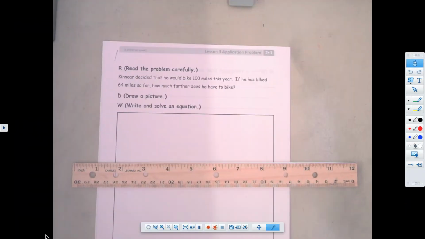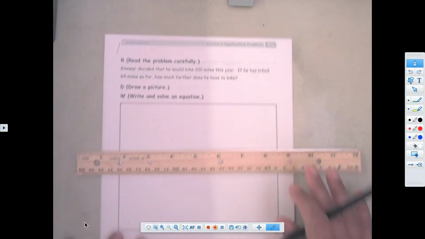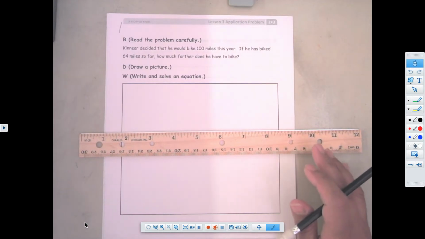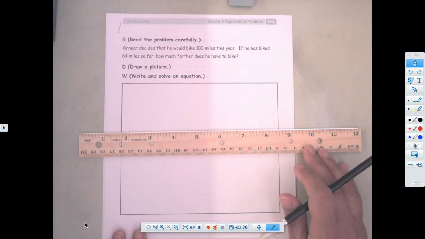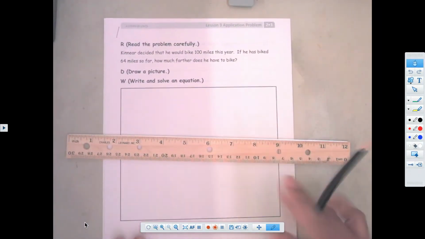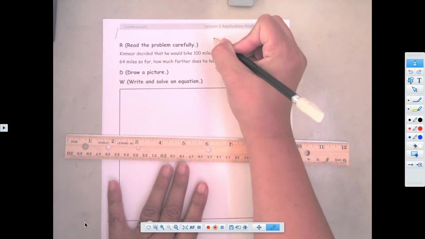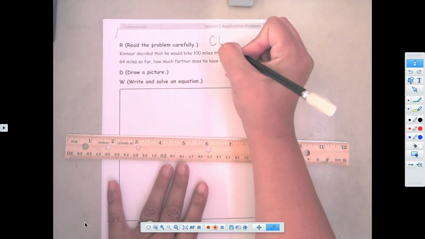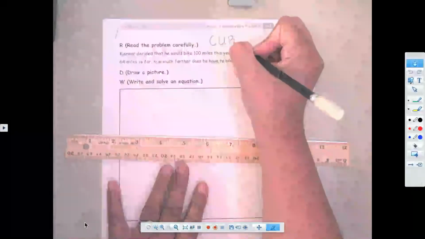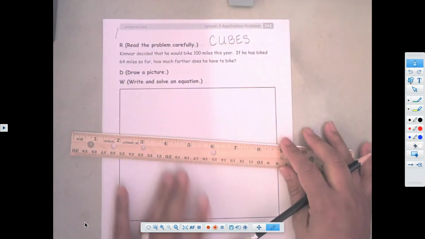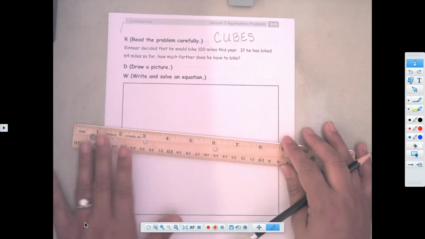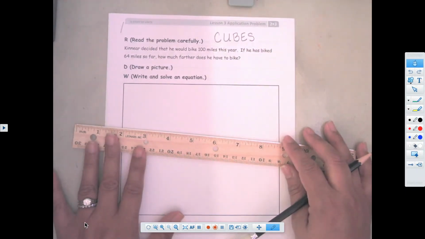All right, boys and girls, today's lesson is lesson 3, and it is count up and down between 90 and 1,000 using ones, tens, and hundreds. So first thing we're going to do is right at the very top, write CUBES, C, U, B, E, S. Why do we write CUBES? Because it is our word problem strategy.